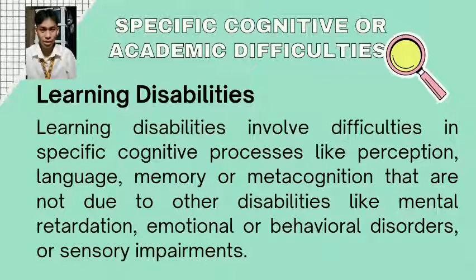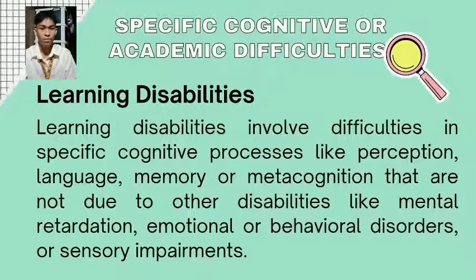First, we have the learning disabilities. Learning disabilities involve difficulties in specific cognitive processes like perception, language, memory, or metacognition that are not due to other disabilities like mental retardation, emotional or behavioral disorders, or sensory impairments. So, learning disabilities are any intellectual difficulty in doing activities. It is a disability that deals with difficulty in memorizing, remembering, perceiving, and difficulty in any metacognitive processes. Learning disabilities may be difficulty in reading, in verbal communication, and so on and so forth. Something that deals with the learning of the students.